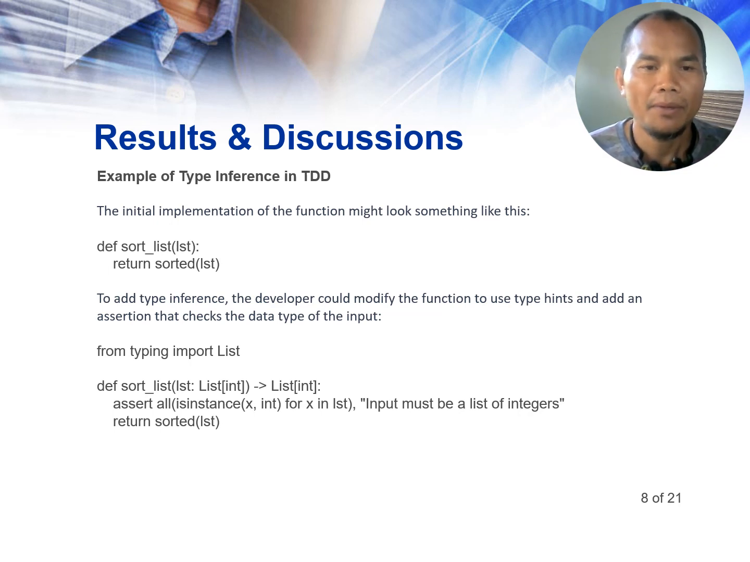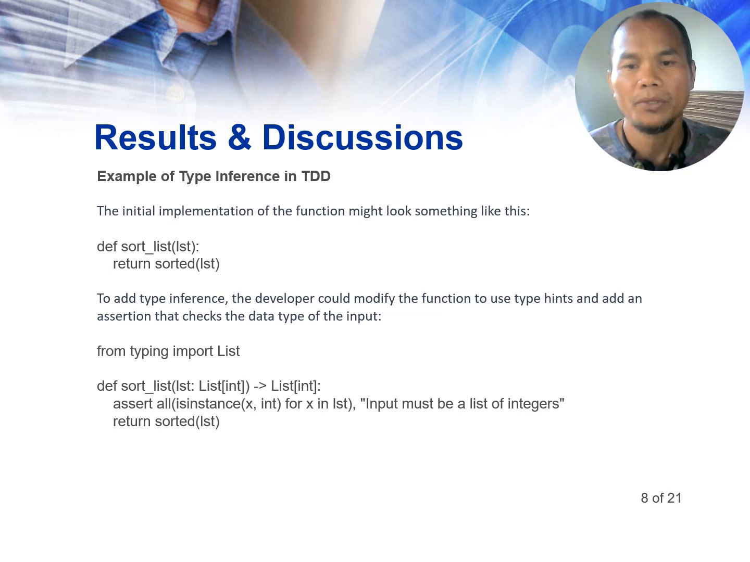For the example of the type inference TDD tools, it involves automatically inferring the data types of variables, inputs, and outputs based on the context of the code. Here's an example. Suppose a developer is working on a function that sorts a list of integers. The initial implementation of the function might look like this. So we have define sort list, and then return sorted list.